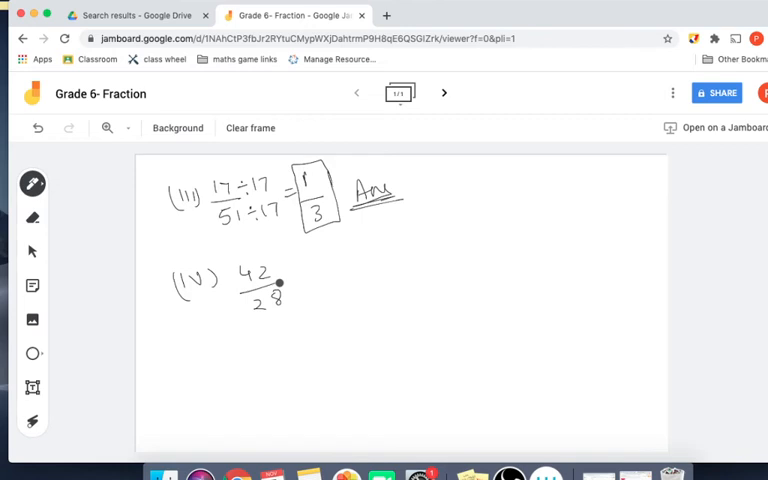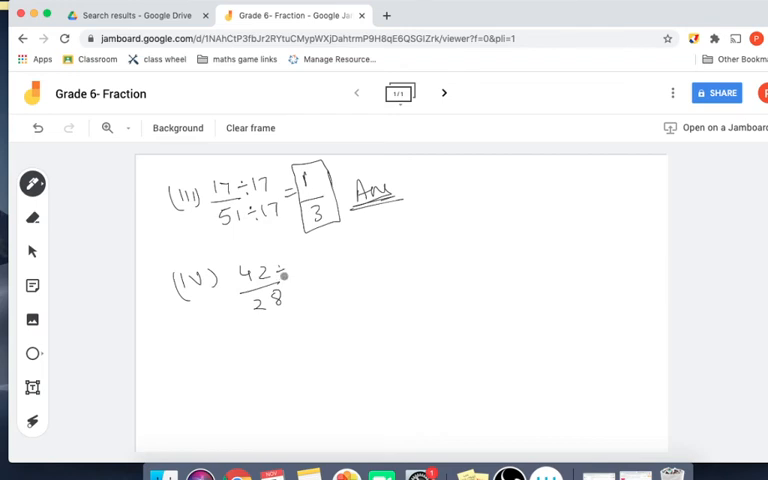42 divided by 28. Find the highest common factor of 42 and 28 and divide this fraction by that number so that you can get the answer. Let's try it together.